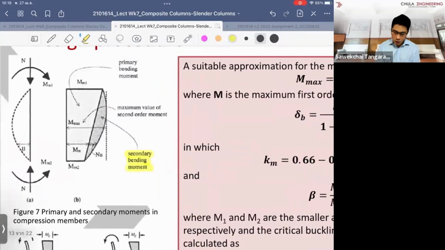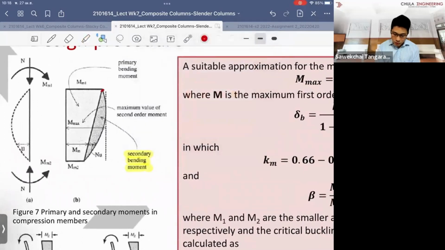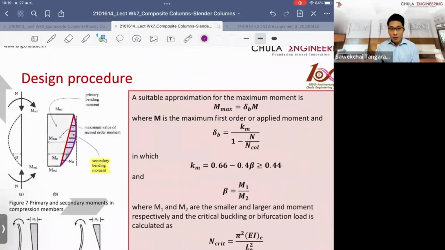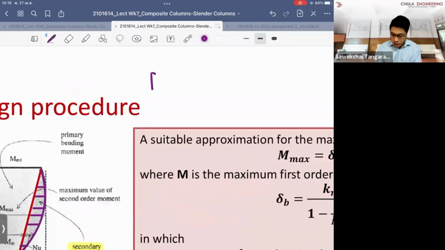So if you talk about what is called an applied force, you already have these diagrams, but because of the slenderness of the member, the value of the bending becomes more, and the range of how much more is called the secondary moment. So to take this effect into account, I say again, this is for the braced column.